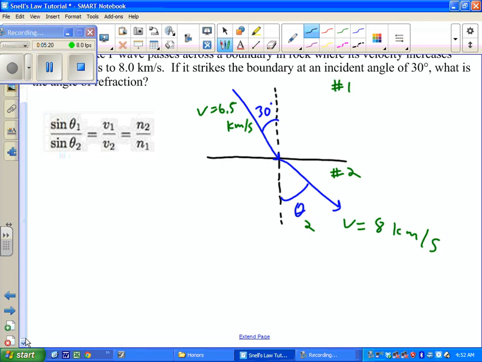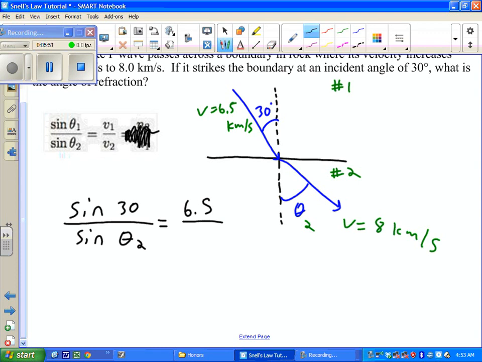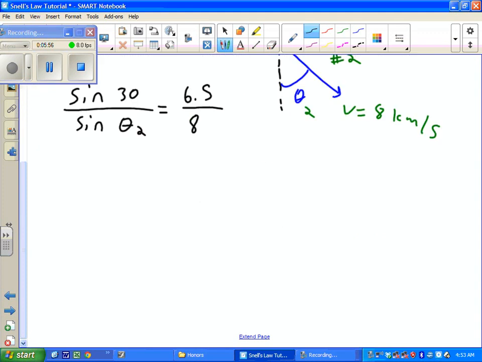We can see in this example, we do not have the index of refraction. We don't have these n values. So all of this, we're just going to ignore because we don't have it. So basically, we have sine of theta 1. Theta 1 is in the top half. That is sine of 30, divided by sine of theta 2, which we don't know. That's going to equal V1. V1 is 6.5. That's in the top. And V2, that's the velocity in the bottom. That is 8.